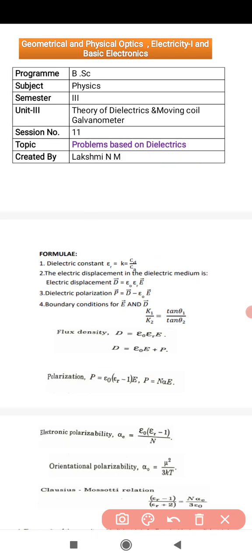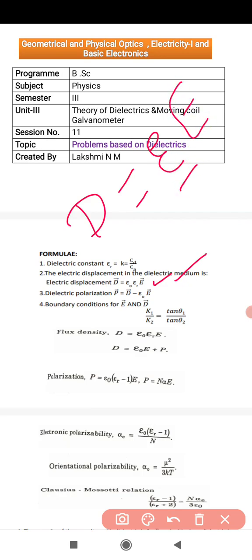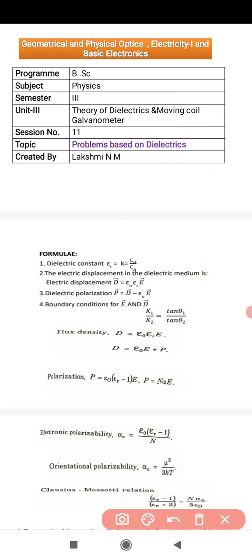In a dielectric medium, the electric displacement vector D is equal to epsilon naught epsilon R into E, and another formula used is D is equal to epsilon into E, where epsilon is equal to epsilon naught into epsilon R. Next, the relationship between D, P, E in polarization: P is equal to D minus epsilon naught into E.